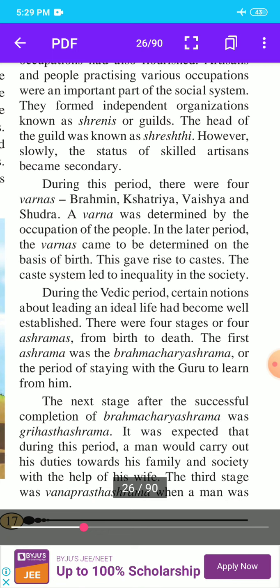In this point we complete the 4 ashrams. Which are these? Brahmacharya ashram, Grihastha ashram, Vanaprastha ashram, and last is Sannyas ashram. Here we complete our points. Next point, next.